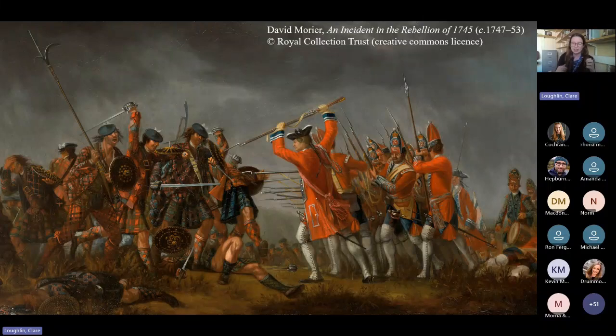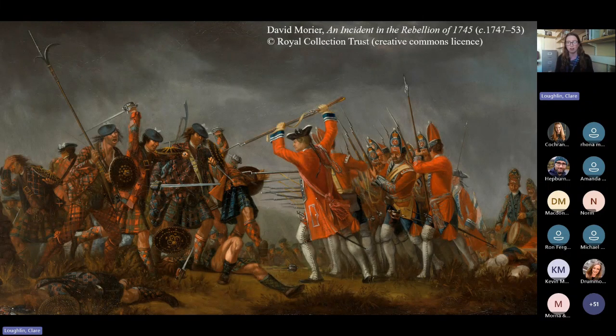And yet, in many ways, this picture has become totemic of the Jacobite movement as a whole. It gives the impression of the rising of 1745 as a clash between these very binary and starkly divided forces. On one side, we have Highlanders, on the other side, we have Hanoverians, Catholics versus Protestants, Scotland versus England, and perhaps even tradition versus modernity. But this image tells only one part of the story, both about the rising of 1745 and the wider Jacobite movement.